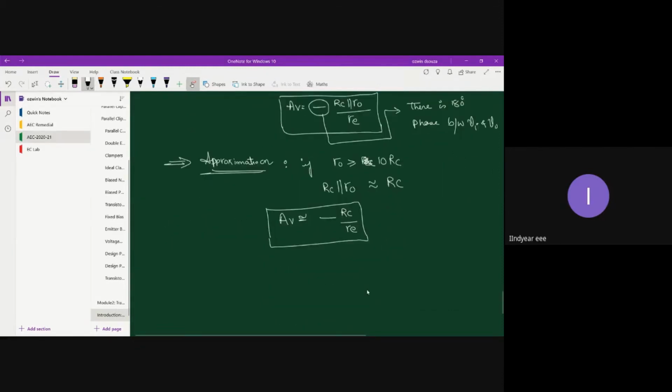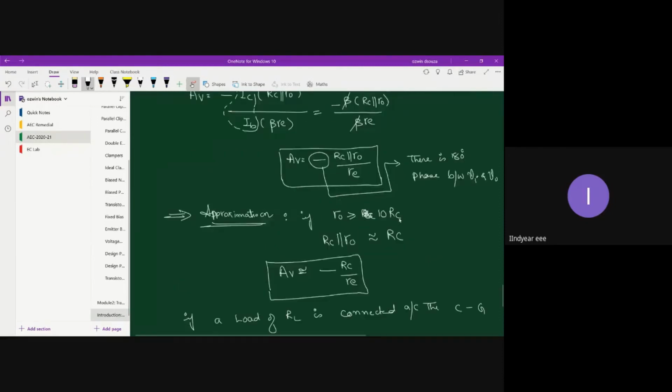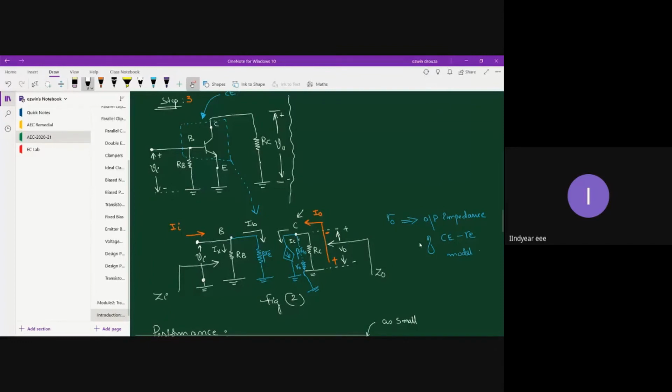And if a load RL is connected across the collector to ground terminal, then AV is given as, can anyone tell me, if a load of RL is connected across the collector to ground terminal, then what would have been the gain?